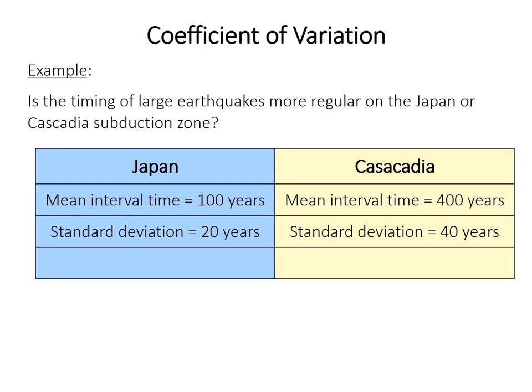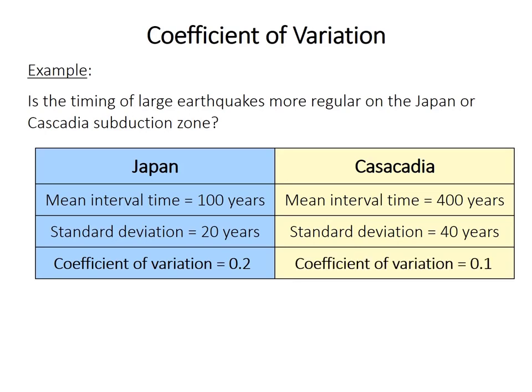So if we just looked at standard deviation, we'd say that Japan is much more regular. The time between earthquakes is much more regular than in North America, because the standard deviation is only 20 years and not 40 years. But if we calculate the coefficient of variation, standard deviation divided by mean, we find that Japan is 0.2, 20 divided by 100, and Cascadia is 0.1. So we'd actually make the opposite conclusion, that the time between earthquakes is actually more variable in Japan. So this is an example where the mean differs, and we might want to use coefficient of variation, although you've got to be a little careful sometimes.